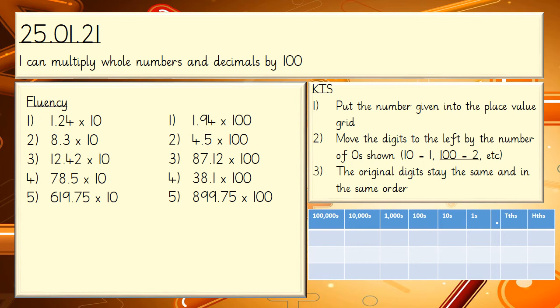Let's have a look at the answers. Here are the first 5. Notice that the digits have only moved 1 place to the left, because there's only 1 0 in 10. Let's now have a look at the answers for the next column. Notice that this time the digits have moved twice, and this is because there are 2 zeros for 100. It's just a good way of remembering.